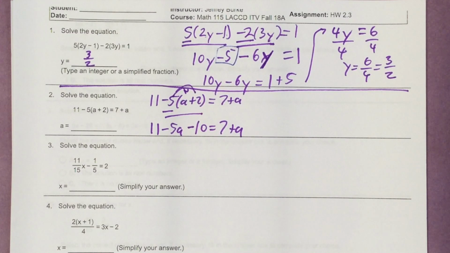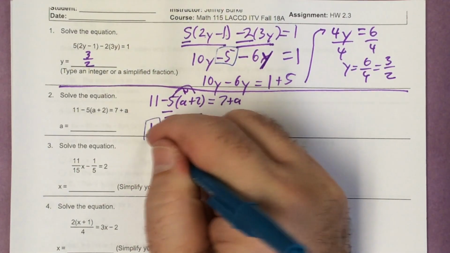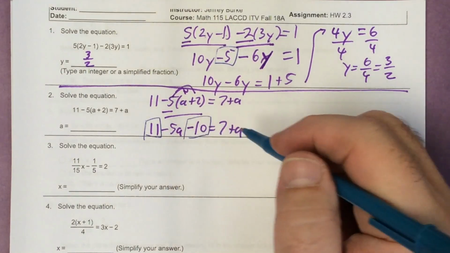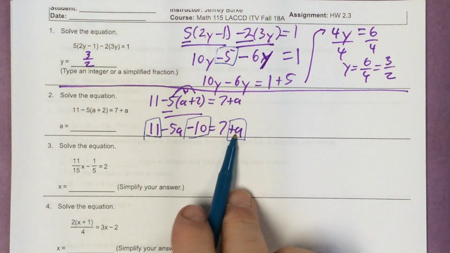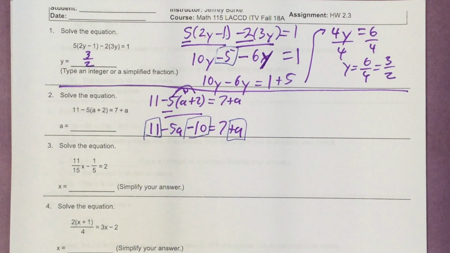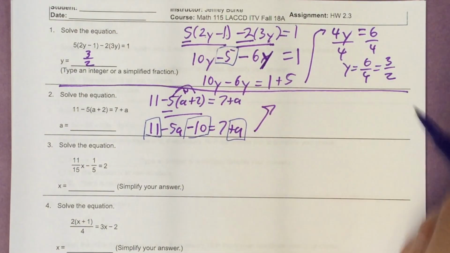Well, by using the technique that we used in class, we're going to have a lot to move here. We have 11 we need to move. We have negative 10 we need to move. And we need to move that plus a to the opposite side. So we're going to go ahead and do that now.